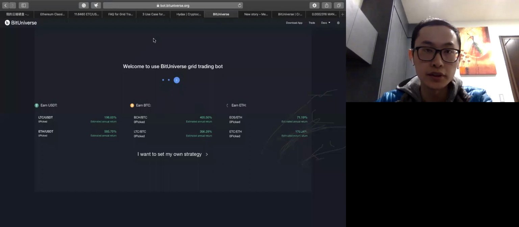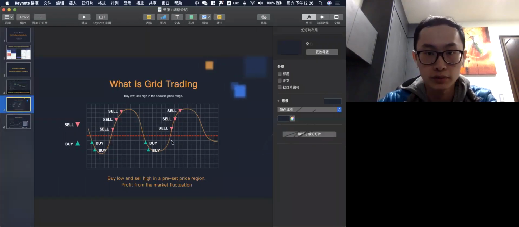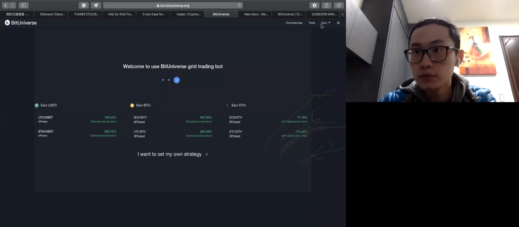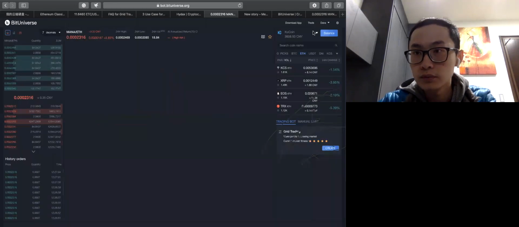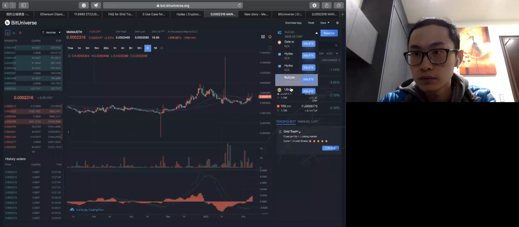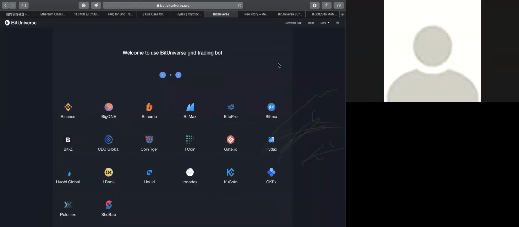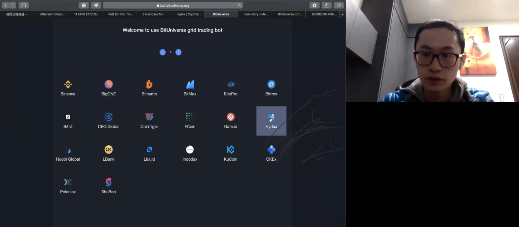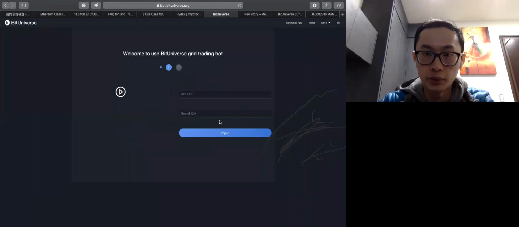If you go through bots.bituniverse.org, you should see Hydax when you select the exchange for API import. Just like here, you could find Hydax and click it, and you could import your API key and the secret key here.